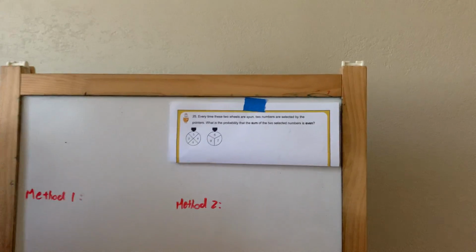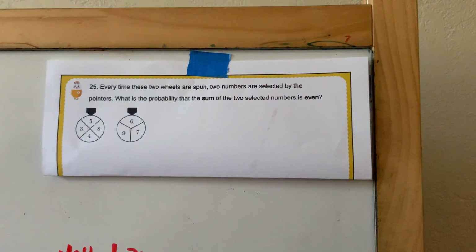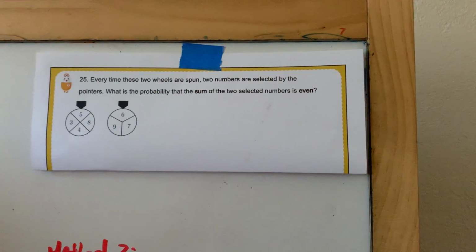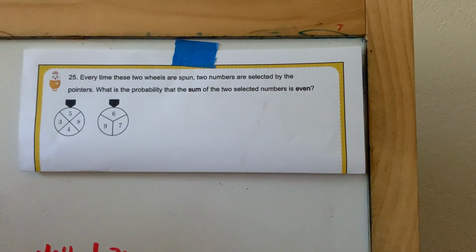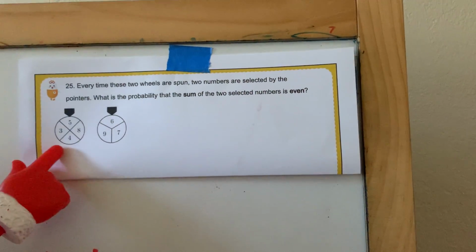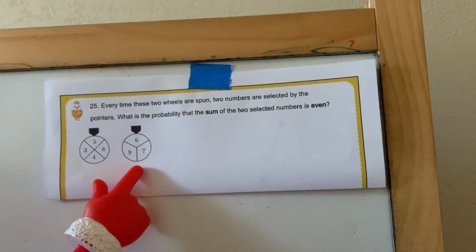This problem says that every time these two wheels are spun, two numbers are selected by the pointers. What is the probability that the sum of the two selected numbers is even? So I'm just gonna call this spinner 1 here, and this spinner 2.